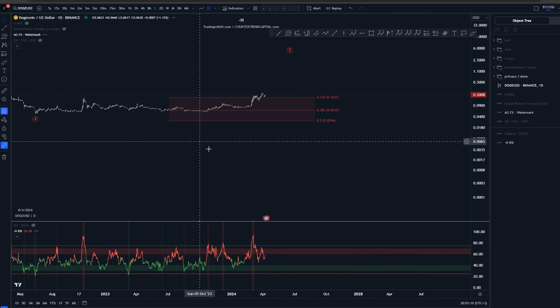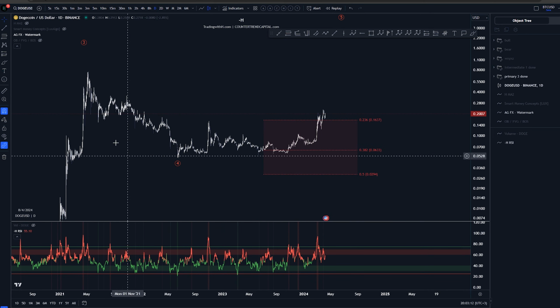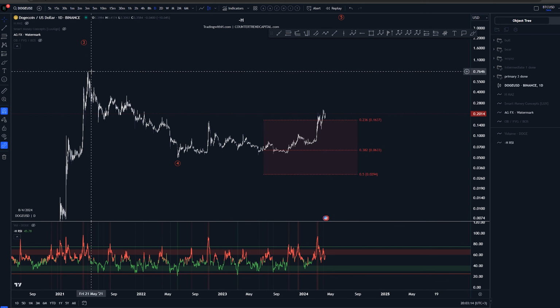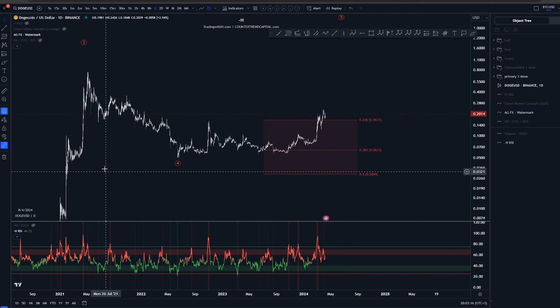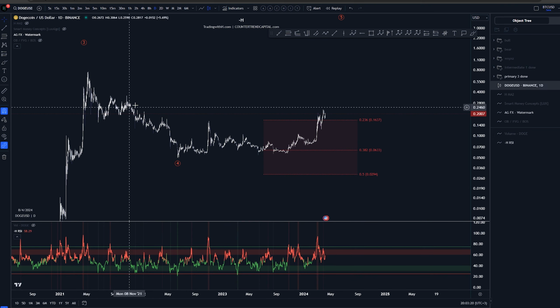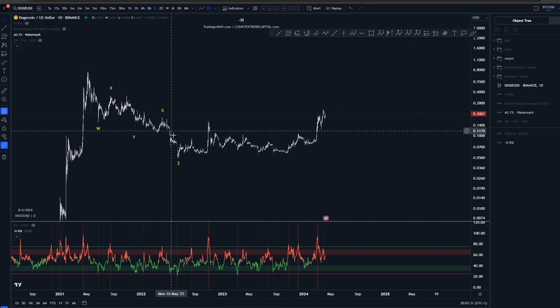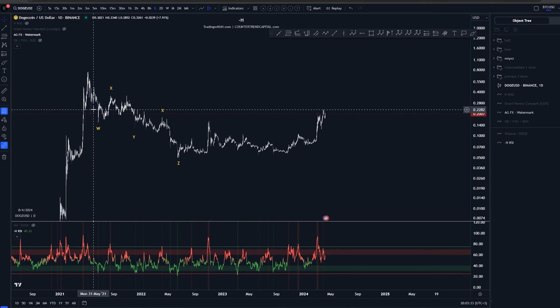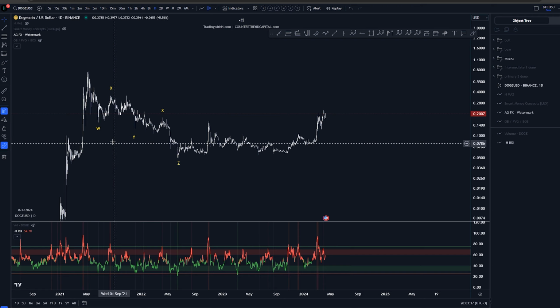Overall, let's zoom in into daily and take a look at the structures from the all-time highs of around 75 cents, from May 2021. Since then, we had a potential double zigzag, WXYZ, coming down, and this is an overlapping structure where I don't really see another way of labeling this.